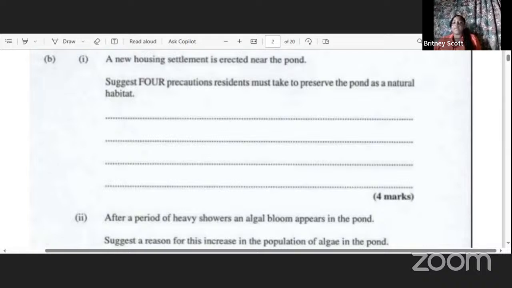A new housing settlement is erected near the pond. Suggest 4 precautions residents must take to preserve the pond as a natural habitat. Remember that precautions are put in place to prevent damage. So what kind of precautions could the residents, the community, put in place to preserve the pond as a natural habitat?